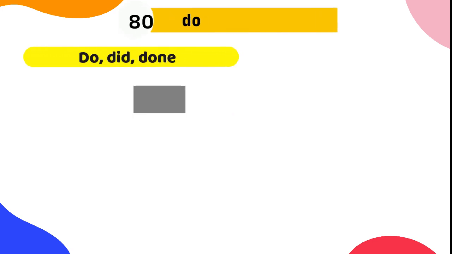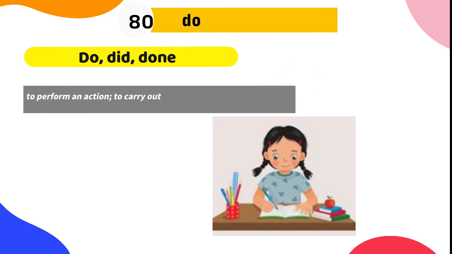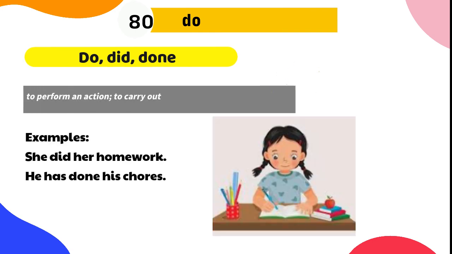Do, did, done. Meanings: to perform an action, to carry out. Examples: she did her homework. He has done his chores.